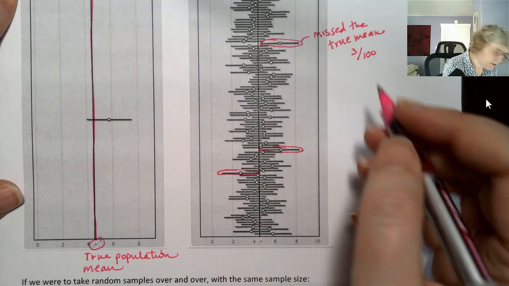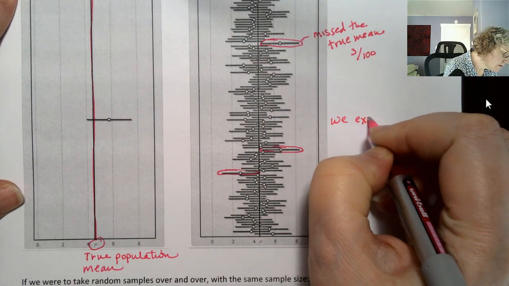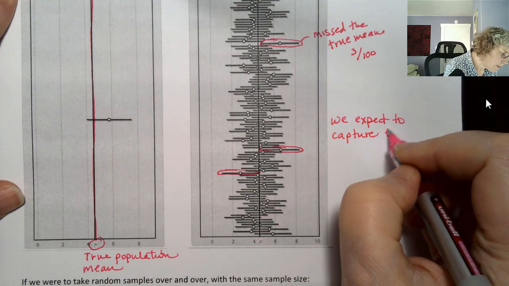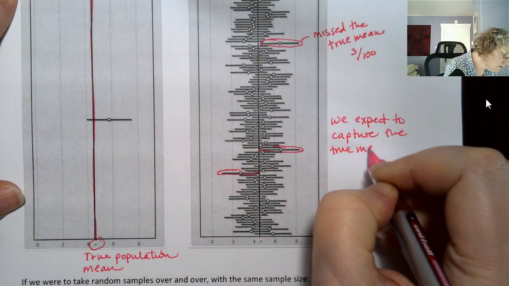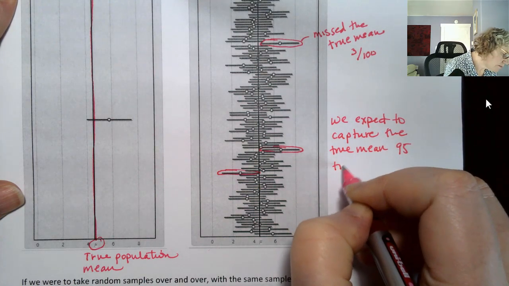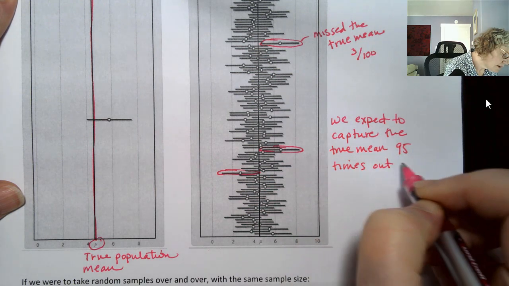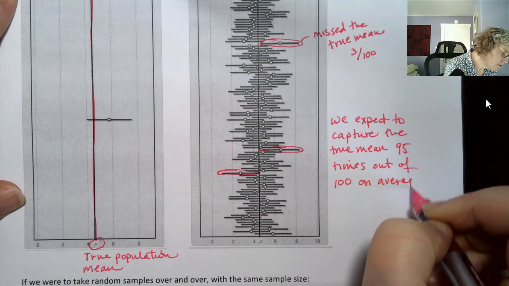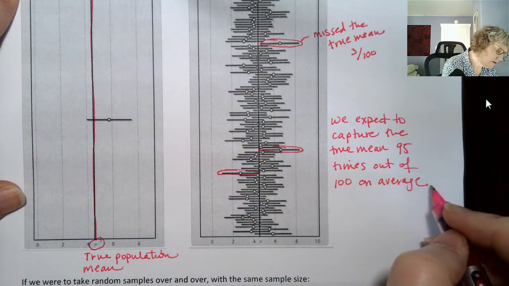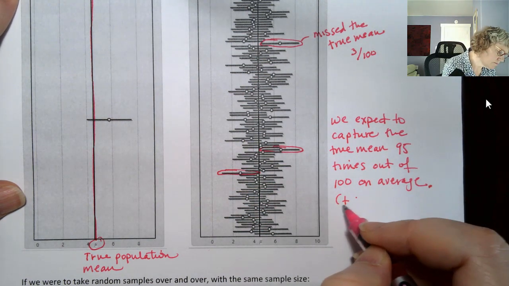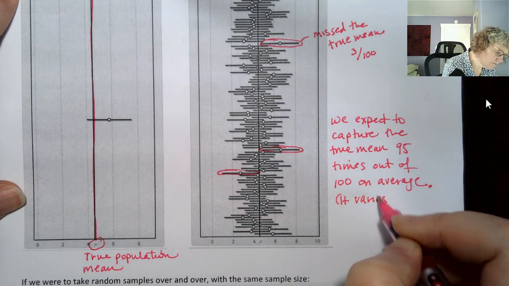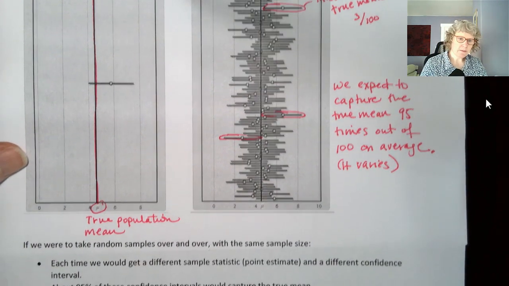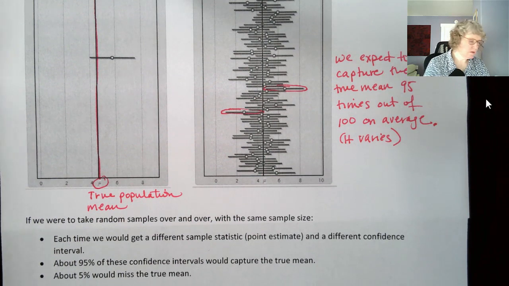So then just to summarize, I'm going to say we expect to capture the true mean 95 times out of 100. And then I'll say on average, right? Because this varies. Okay, it varies just like everything with randomness. Okay, and then I've got a few notes down here just to summarize.